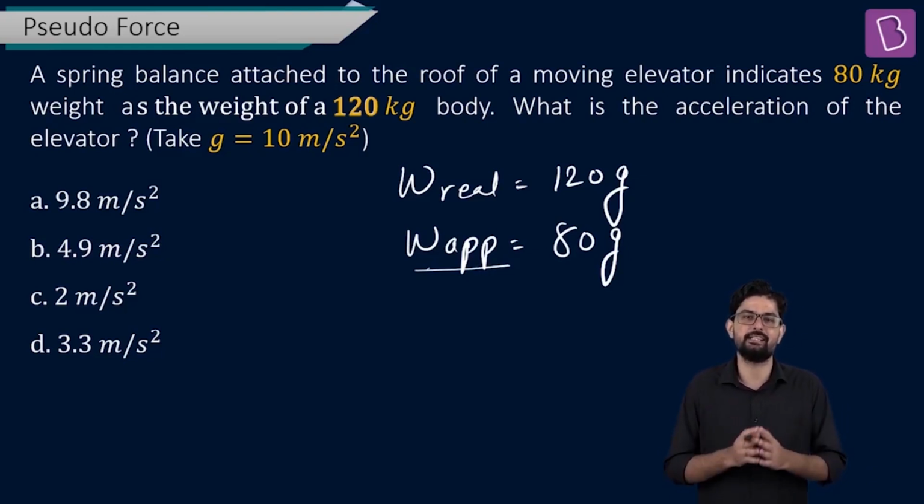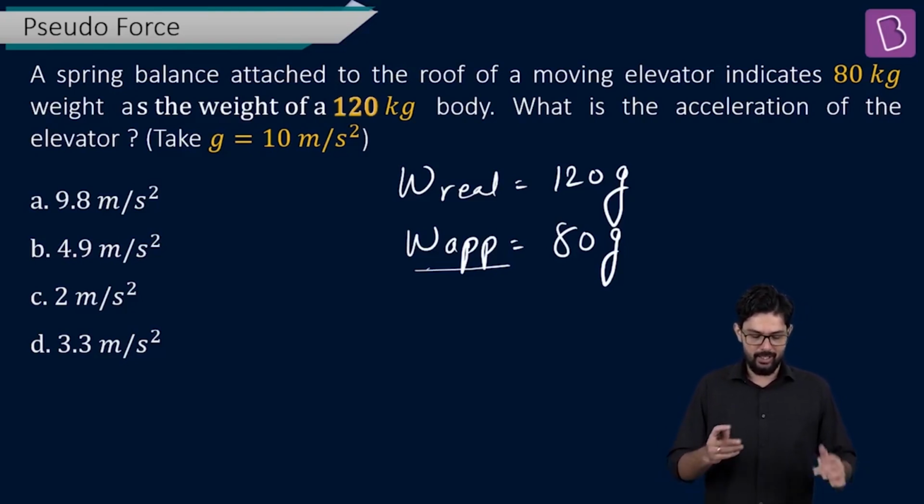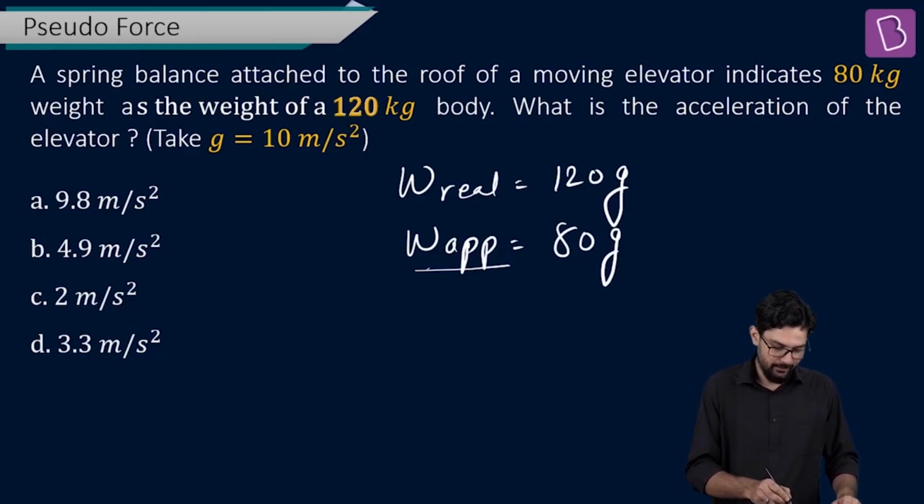Therefore, you can easily guess the direction from here. The direction must be in the downwards direction, right? So there we go. We have the answer to the first part of this question. But if I look at the options, then I can see that we only have to find out the magnitude of acceleration. So let's do that.